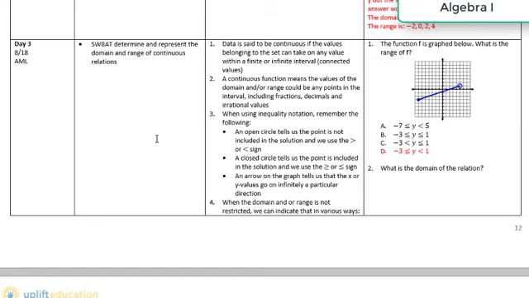We're talking about representing domain and range of continuous relations. This is big. This is not just an Algebra 1 concept. This comes back in Algebra 2, in Pre-Cal, and on and on.